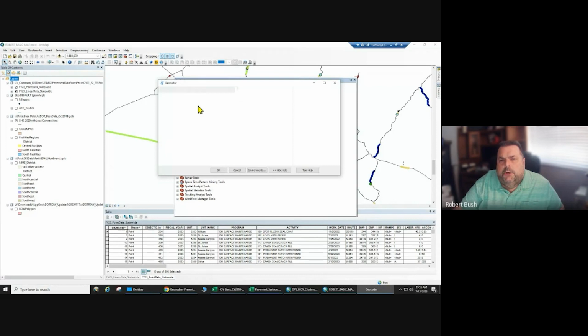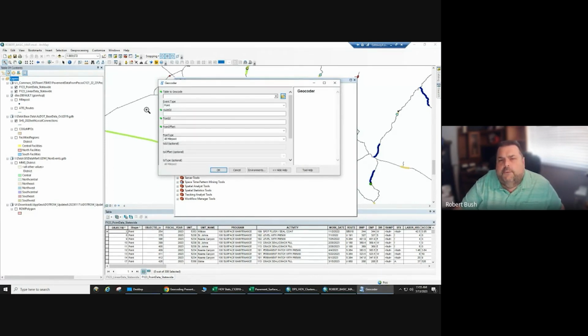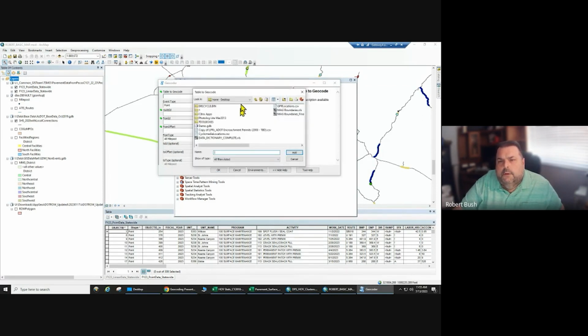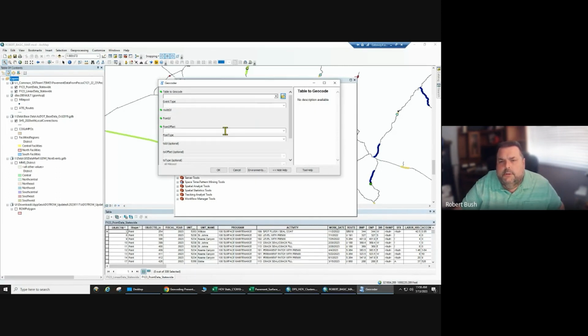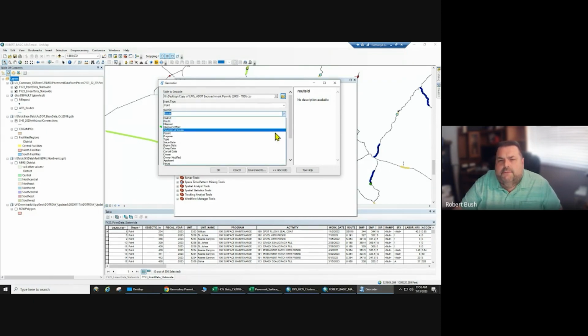So I'm going to open up the geocoder here, and I'll turn it off after we get it running. And we're going to open up that LPR file. I have to pull this from my desktop. And here it is, copy of the LPR ADOT's encroachment permits. And it is point data. It's just a single location. Each one of these are the fields. It calls out district, route, milepost, offset, direction of route. All these are the fields, that header line.